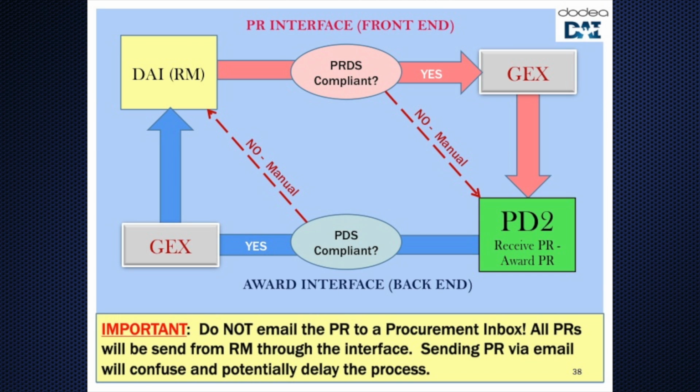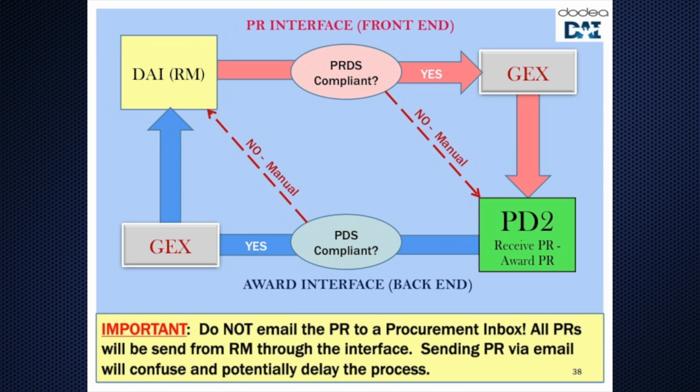Okay, so this slide, this PR interface, is a chart that basically visualizes the process chart that we had earlier. It visualizes it in a different way just so you can see it a little more clearly. Now, really, this chart is most helpful to RM and procurement, because it shows the process of how a PR goes all the way through into our PD2 contract writing system and then flows back into DAI for recording. So this really doesn't concern you too much.